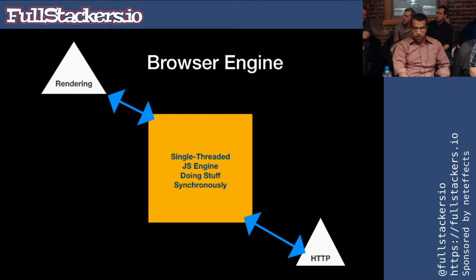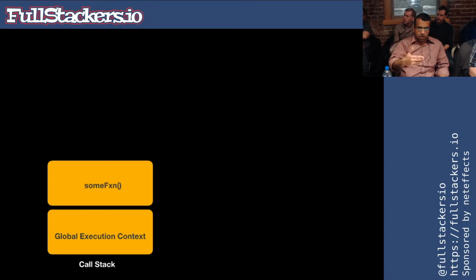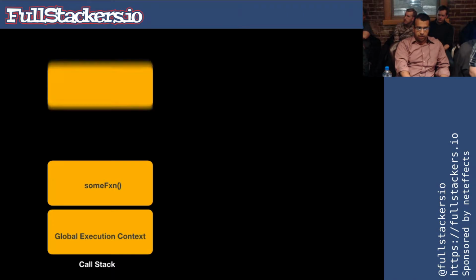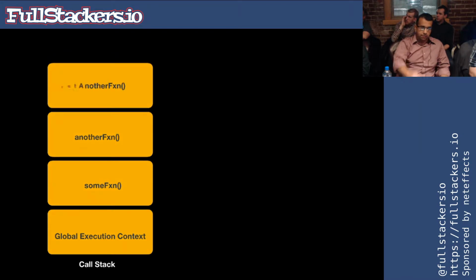So going one layer below that, inside the JavaScript engine, we have something called the call stack. And we start in the global execution context. In the browser environment, that would be the window. As the window calls functions, they literally get stacked on this call stack. Some function might call another function, and so on and so forth. And so these keep stacking on top of each other, again in a synchronous, single-threaded manner.